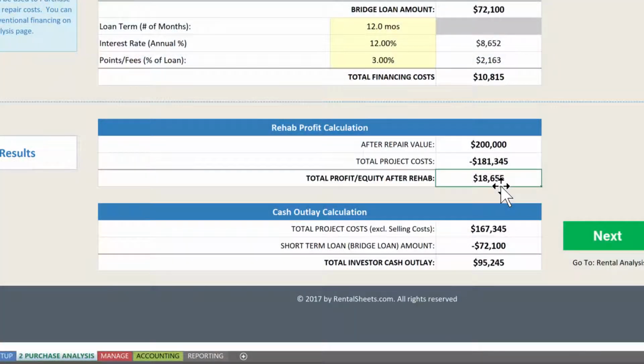So in this scenario, the after repair value is $200,000 and we have roughly $182,000 in project costs. So our profit and equity in the deal is around $18,000. So at this point, we could basically just flip the property and make $18,000 on the deal, or if we choose to hold the property long term, we will have $18,000 in equity built into the deal that we can later cash out through a refinance.